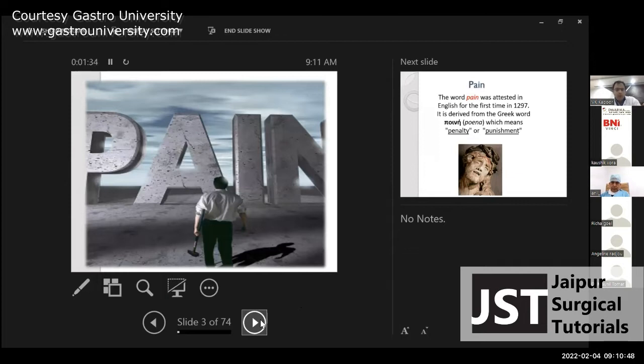So this is how big pain is, and this is how we pain physicians feel when we encounter the pain, because pain is really a very complex problem having lots of issues, and it's definitely a challenge to relieve the patient from his suffering of pain.